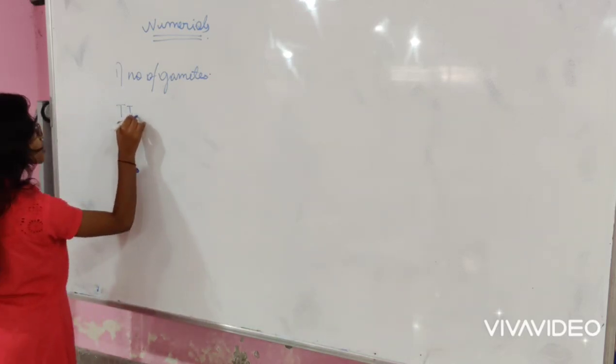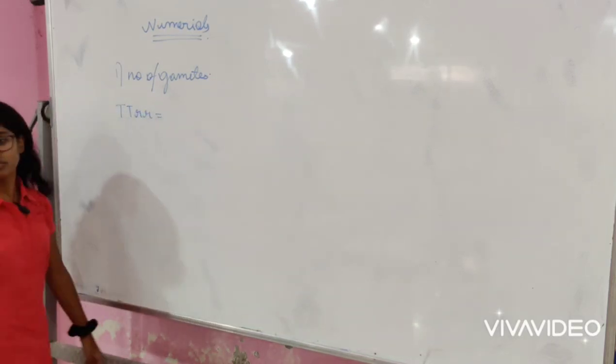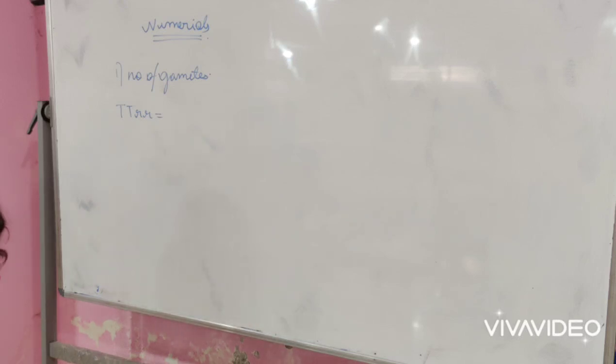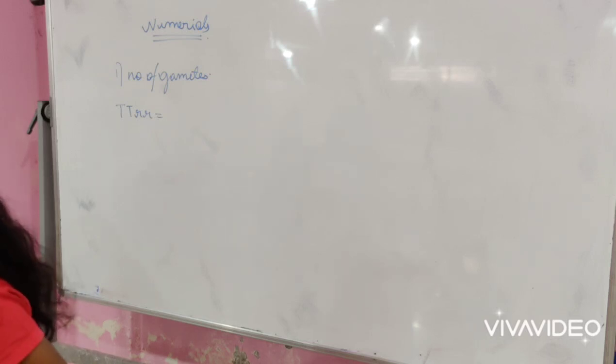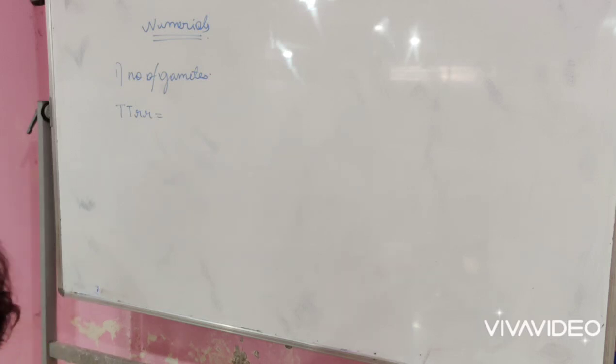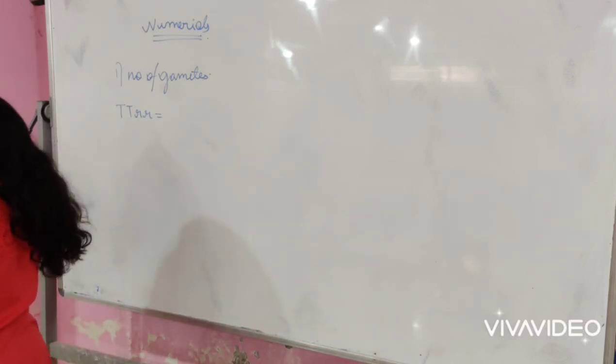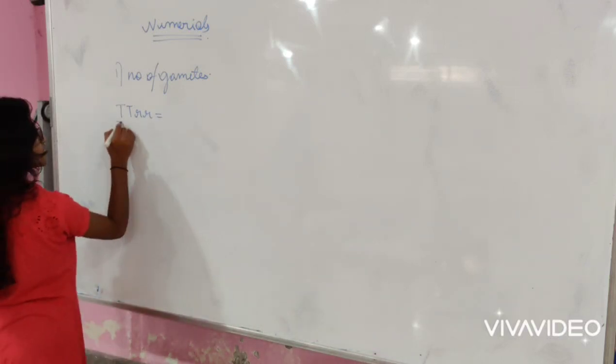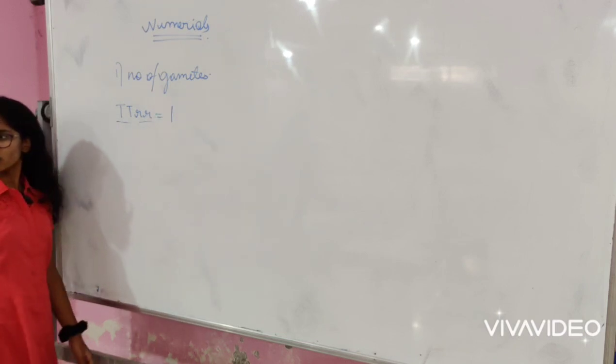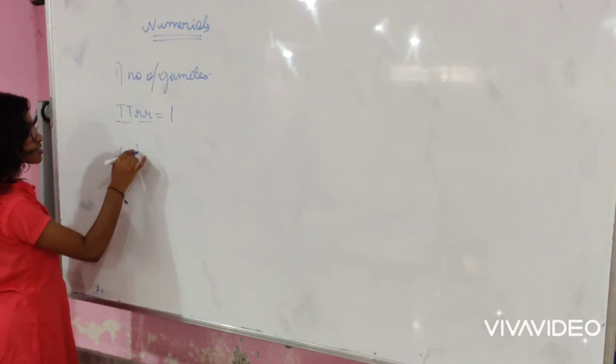Find for this, TTRR. There is no heterozygous, so it's 1, that's all. So 2 to the power 1 is equal to 2.